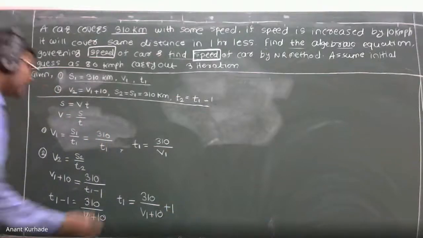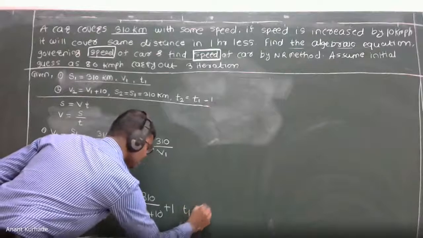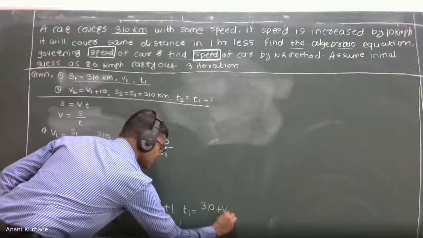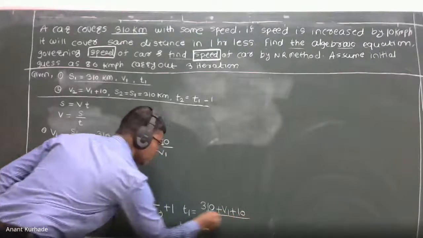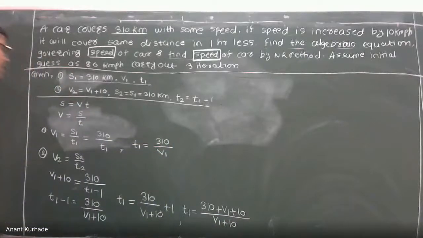Again, you can rearrange this: T1 is equal to 310 plus (V1 plus 10), whole divided by V1 plus 10. Write down up to this.